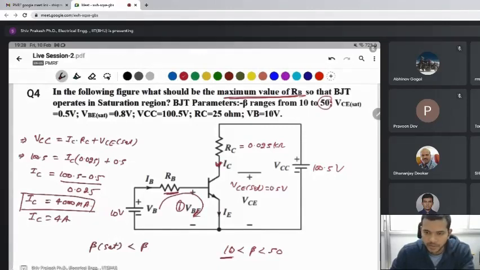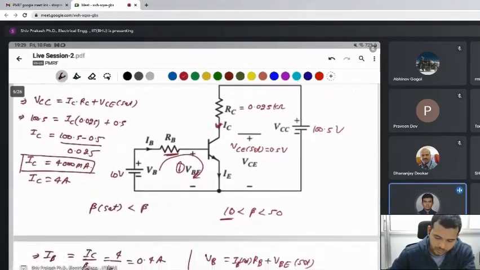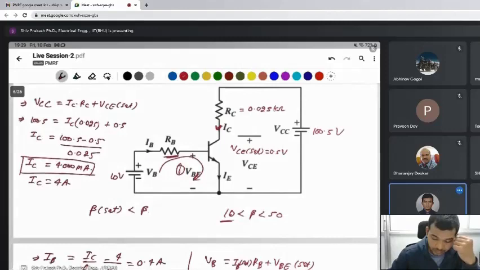The question is asking for the maximum value of RB. So if I consider beta 50, RB is 115 ohm. Then the current will saturate. If I consider RB as 115 ohm, definitely the IC current will be 4 ampere. If I consider 115 ohm and beta 50, IC current will flow 4 ampere, so it's definitely in the saturation condition.